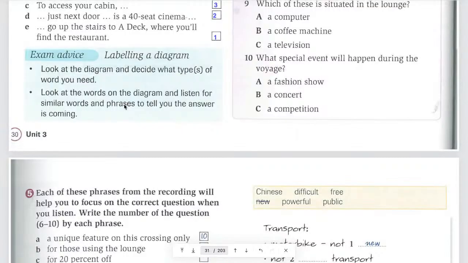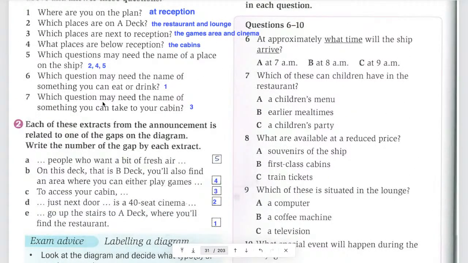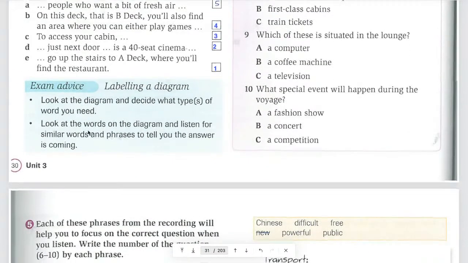Yeah? Okay, read that. Exam advice, look at the diagram and decide what types of words you need. Look at the words on the diagram and listen for similar words and phrases to tell you the answer is coming. Yes. So to do this kind of test well, labeling the diagram, you need to do this. Look at the diagram and decide what type of word you need, okay? Like the name of place or the name of something, okay? Something like that.